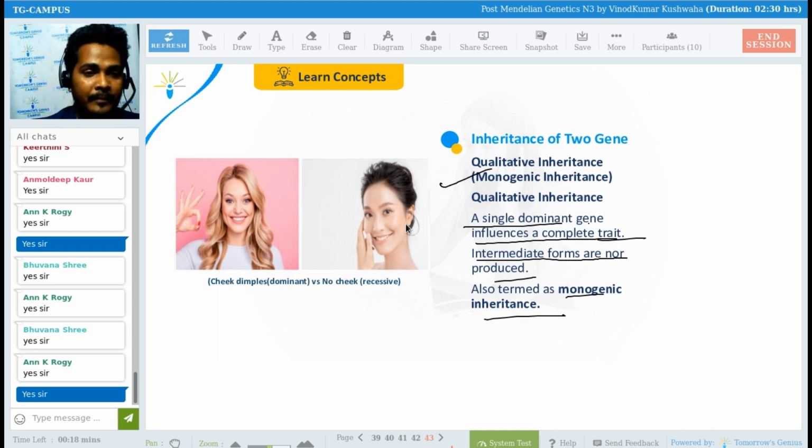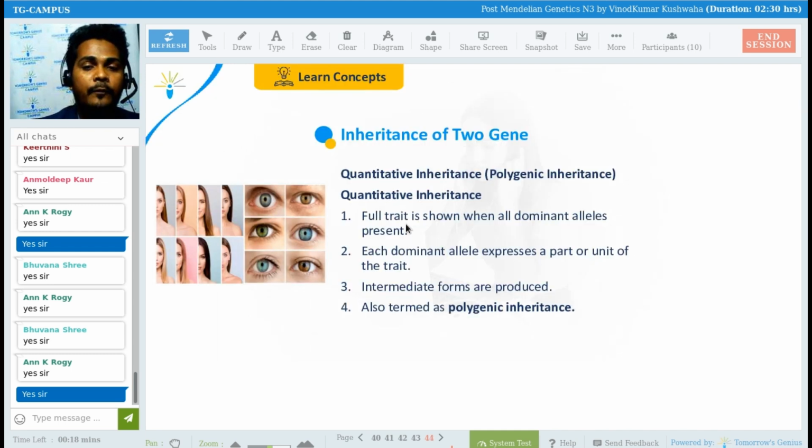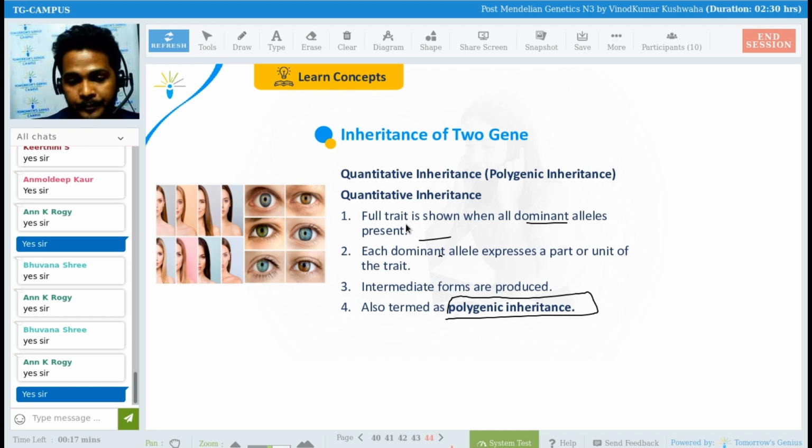But in the case of quantitative inheritance, meaning polygenic inheritance, the full trait is shown when all the dominant alleles are present, like in eye color. Even hair color is a kind of polygenic inheritance. Each dominant allele expresses a part or unit of the trait, so intermediate forms are produced, also termed polygenic inheritance. So monogenic inheritance means controlled by one single gene, and polygenic inheritance means controlled by too many genes.